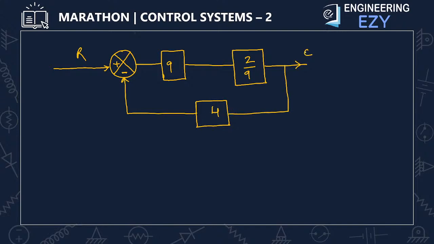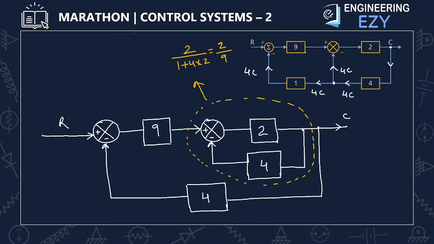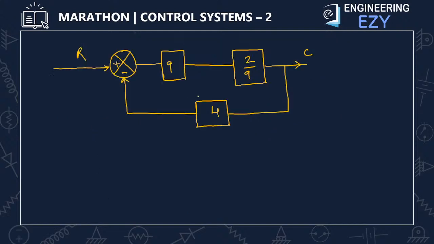It is C. The only important thing is that there are two feedbacks from C. One is at this summing point and one is at another summing point. Both summing points have a gain of 4C. So from the C point, there are two feedbacks. One is -4 and the other one is also -4. So I get 9 multiplied by 2 by 9, which is 2.